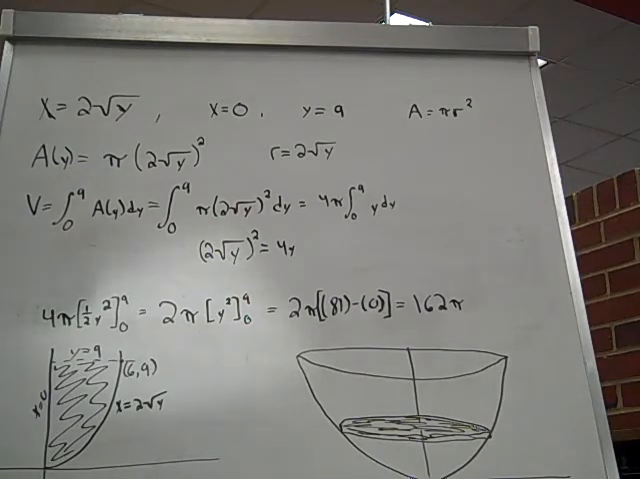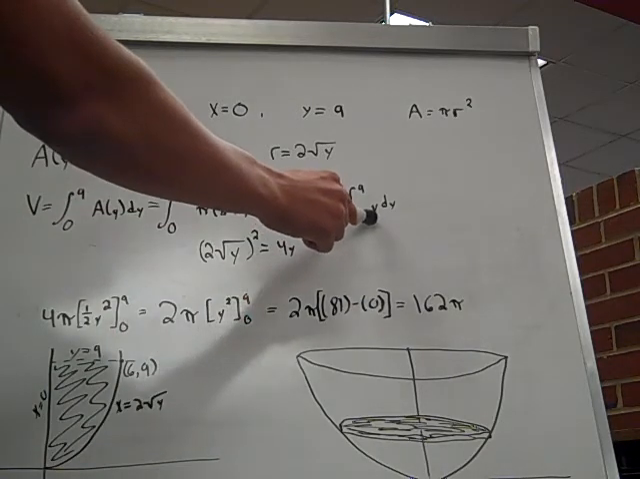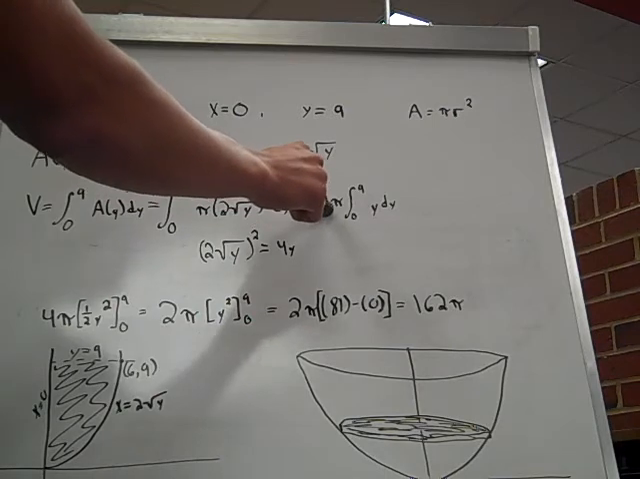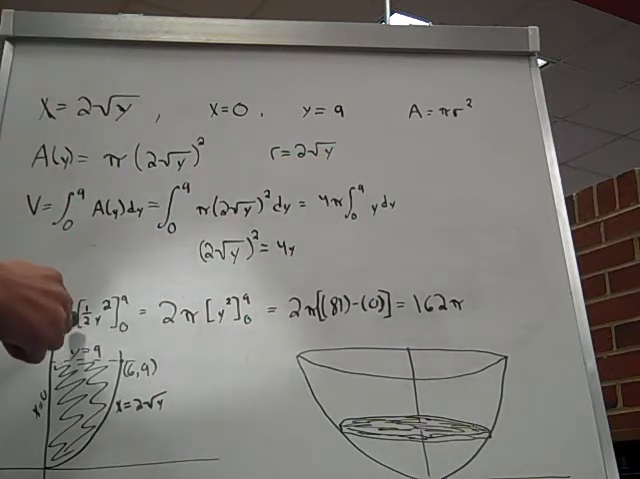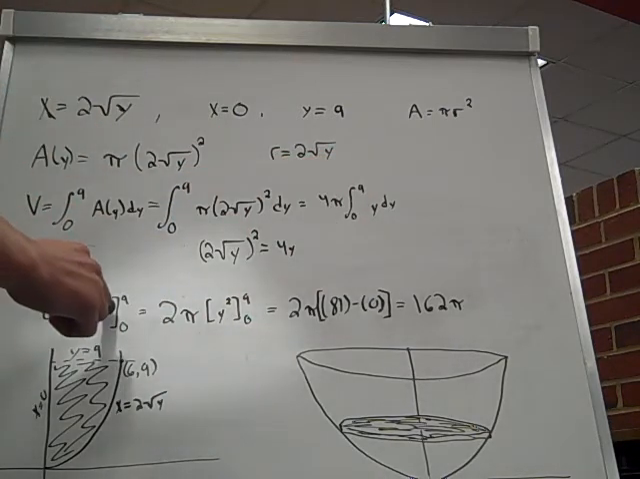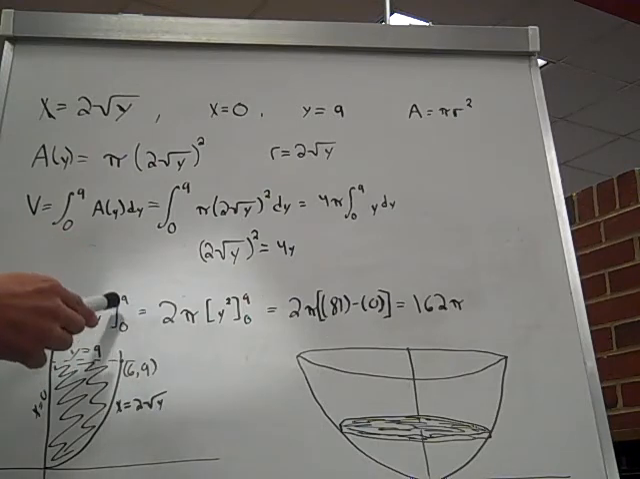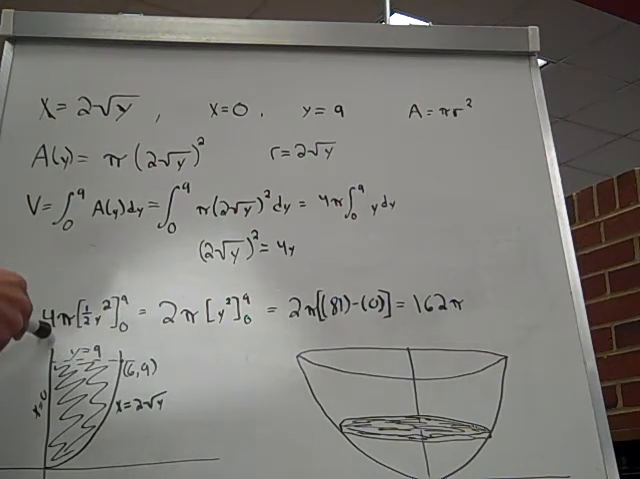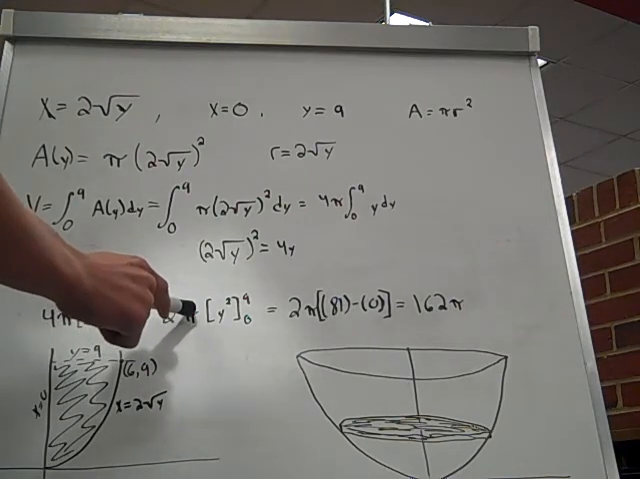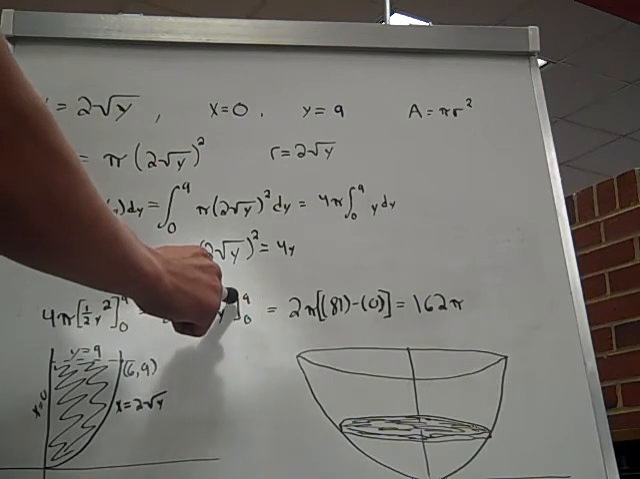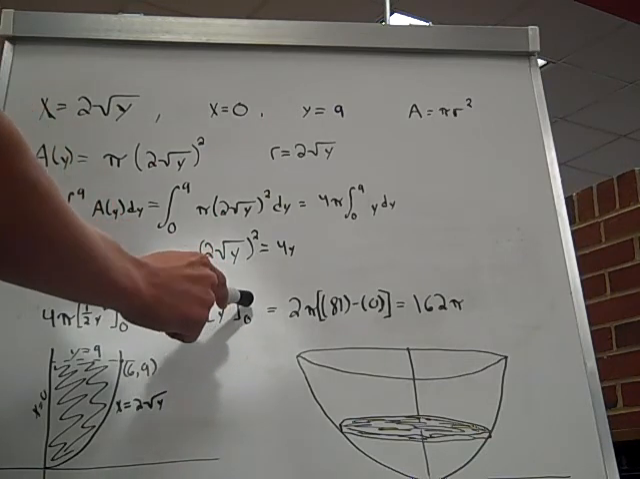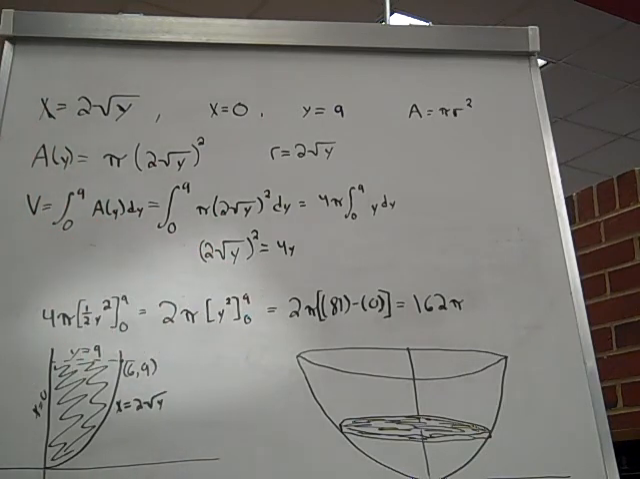The next thing we need to do is take the integral of y. Since these are just constants, we don't need to worry about those, and we end up with 1/2 y squared on the interval from 0 to 9. Well, we can take out the 1/2 yet again because it's just a constant, and we end up with 2 pi times y squared, the definite integral from 0 to 9.